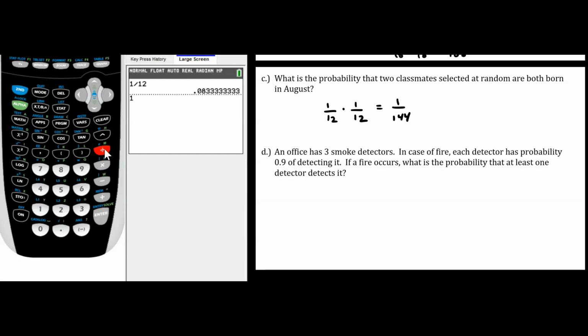1/144, and 1 divided by 144 as a decimal is equal to 0.0069, and that's if you're going to 4 decimal places, 0.0069. So not even a 1% chance of picking 2 classmates at random and them both being born in August.